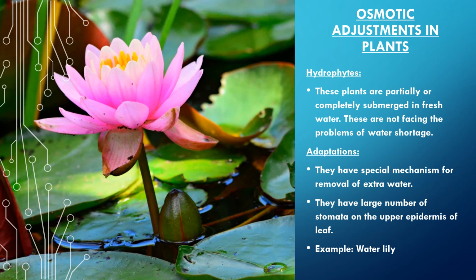Adaptations. There are different adaptations for osmotic adjustment of plants. They have a special mechanism for removal of extra water. They have a large number of stomata on the upper epidermis of the leaf. An example is the water lily.